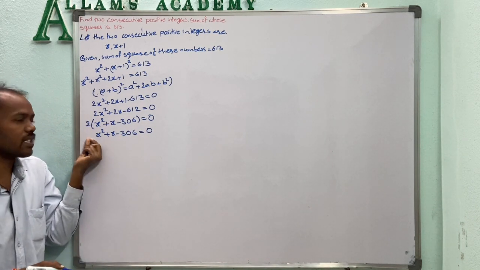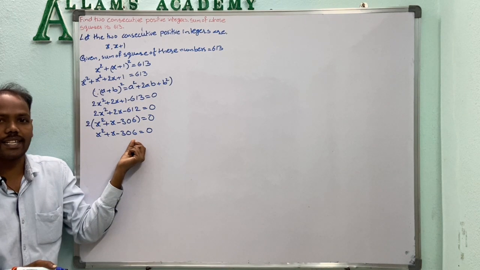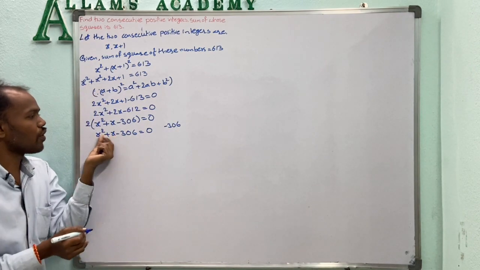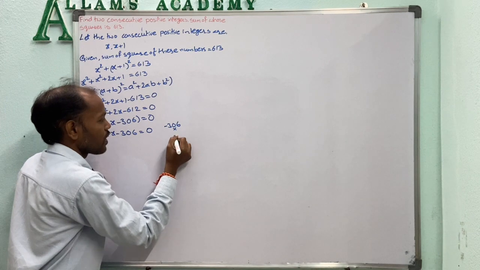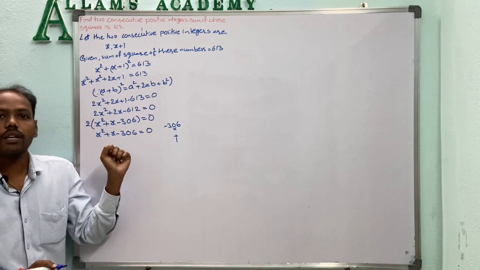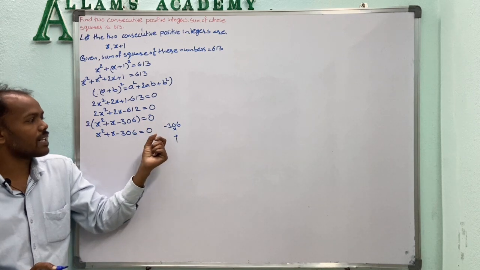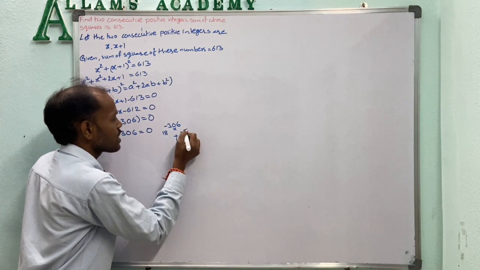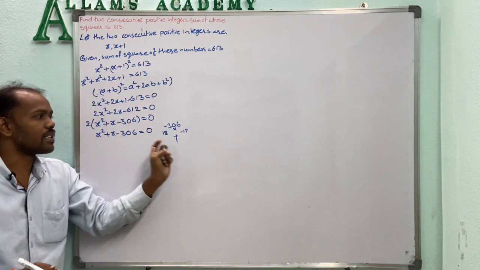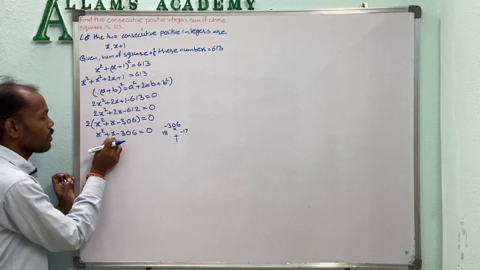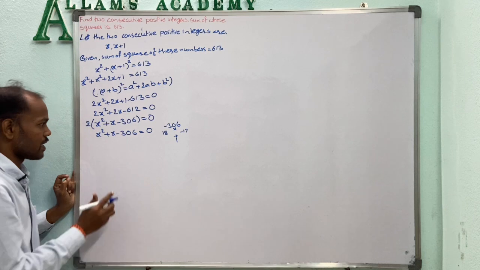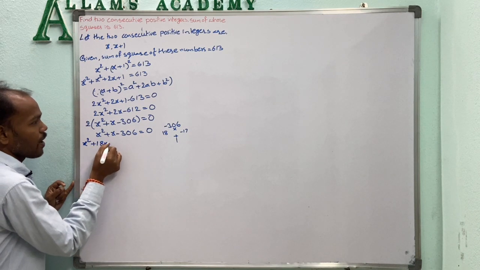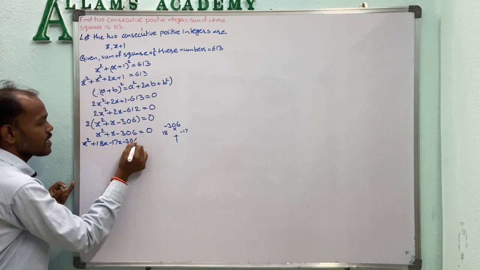So here the x square coefficient is 1 and the constant term is minus 306. So 1 into minus 306 is minus 306 and the x coefficient is 1. So by product we want to get minus 306, by addition we want to get plus 1. So which two numbers have product minus 306 and addition 1? That are nothing but 18 into minus 17 is minus 306, and 18 minus 17 is equal to 1. So now in the place of plus x, we write plus 18x minus 17x. So x square plus 18x minus 17x minus 306 equal to 0.